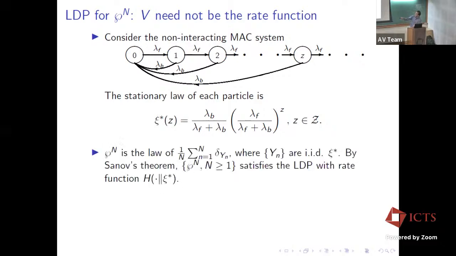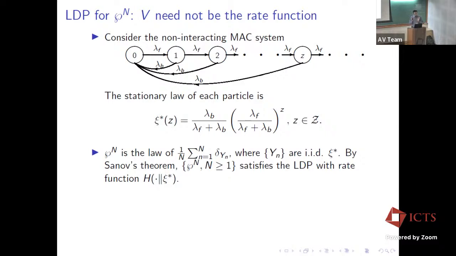And if you look at the empirical measure, it is this particular law where you're looking at n particles and asking what the states of those laws are and taking the empirical measure. If the Y_n, that is, the states of the nth particle, are IID xi star, this is the invariant measure, then you can ask what the empirical measure is. Sanov's theorem will say that the empirical measure satisfies a large deviations principle, and the large deviations principle has a rate function which is given by the entropy with respect to the invariant measure. So this comes right out of Sanov's law.